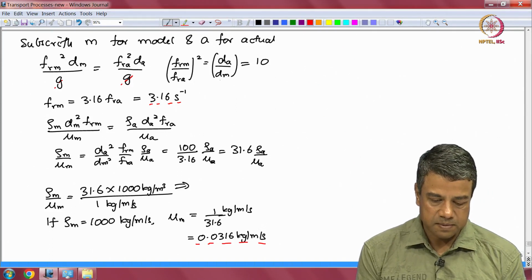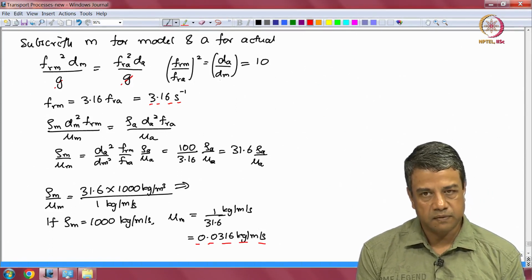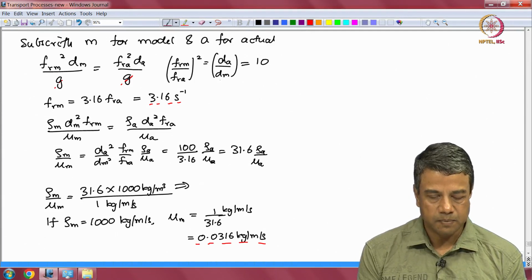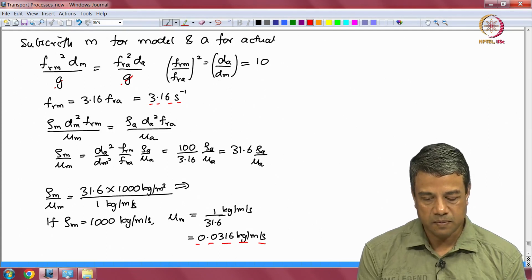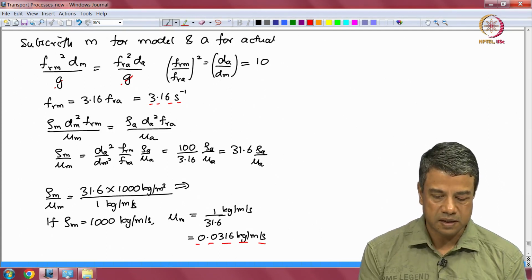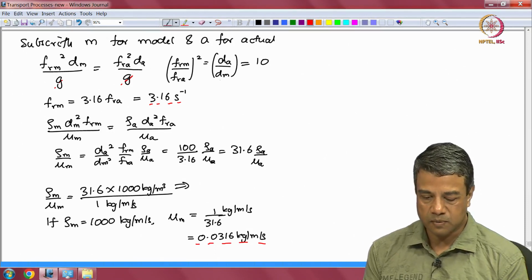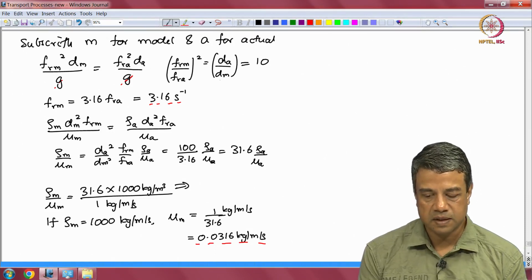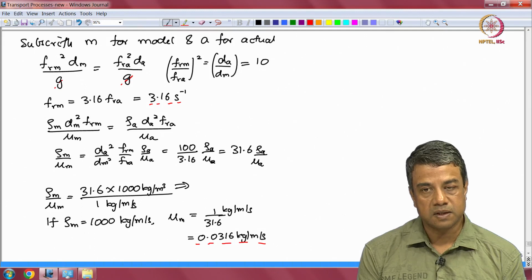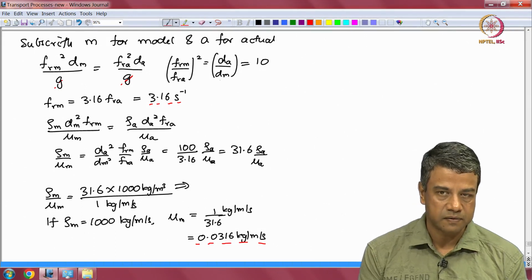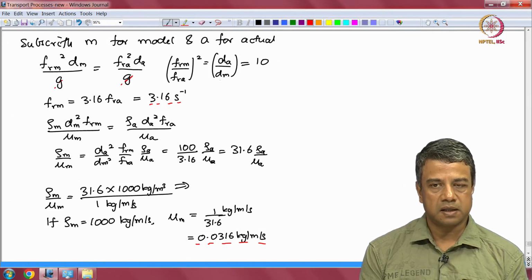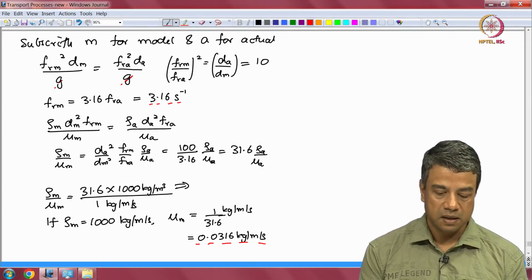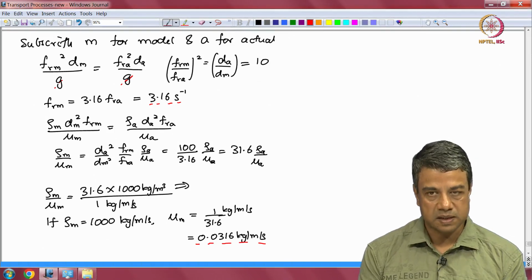We had used the subscript m for the model reactor and a for the actual reactor, and based upon the Froude number being the same, we had estimated the ratio of frequencies. It turned out to be the square root of 10, because the ratio of the model and the actual reactor frequencies squared is equal to the ratio of diameters for the Froude number to be the same. And so, we found that the operating condition for the model reactor has to be at a frequency of 3.16 second inverse.